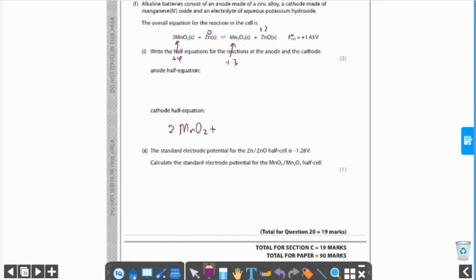2MnO2 is reduced to Mn2O3. That is the cathode. Anode is zinc. Now we have to balance this.